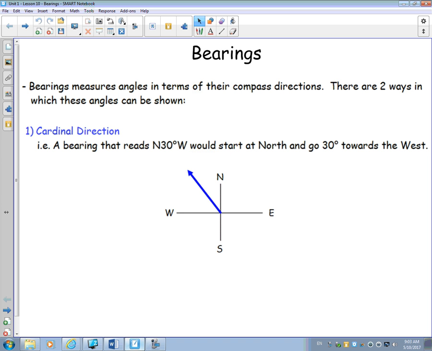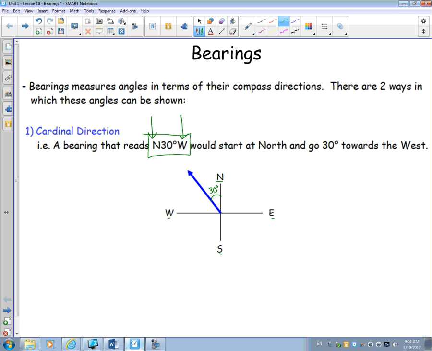One of them deals with our cardinal directions. Cardinal directions are the north, east, south, west idea. So here's my compass. You see this diagram here: north, east, south, and west. When I talk about bearings in terms of cardinal directions, I need to know my starting position, and then in which direction it goes. So N30W means I start north and go 30 towards the west. In other words, this angle is 30.